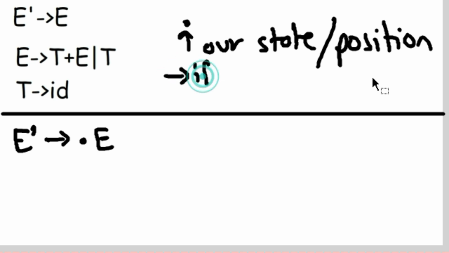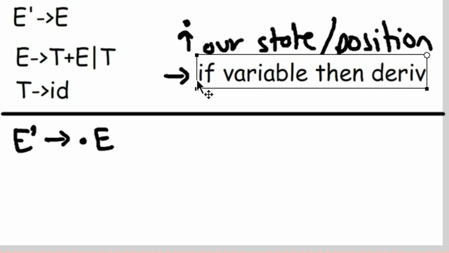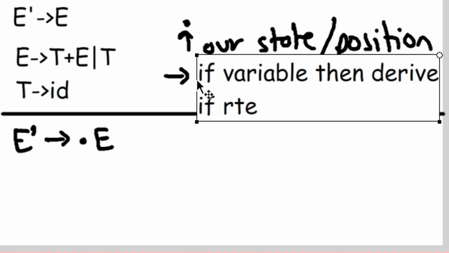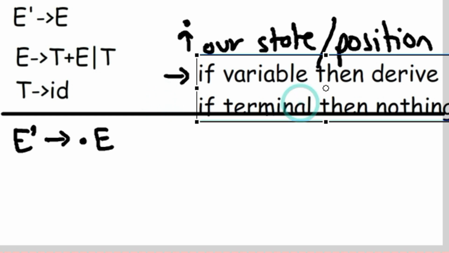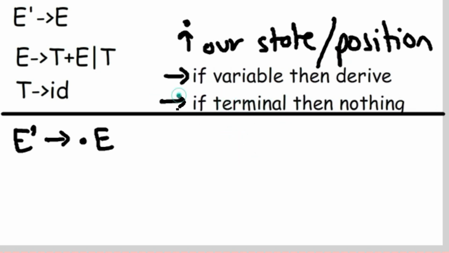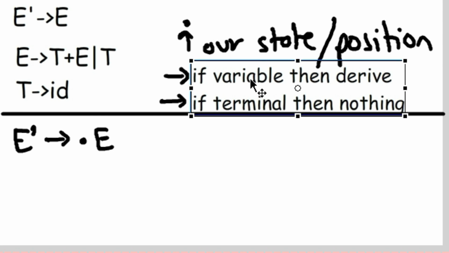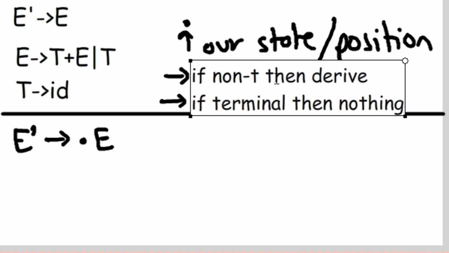Okay, let's write it in text. If variable, then derive. If terminal, then move, then nothing. Okay, just remember these two simple rules. If there is a variable, then you have to derive. If there is a terminal, then you have to do nothing. What is a variable? What is a terminal? Okay, instead of writing variable, we will write non-terminal. Non-terminal is known as variable. So we will write non-terminal.